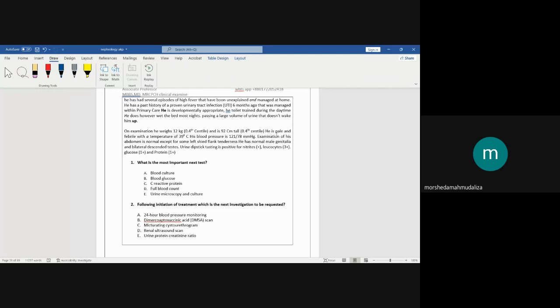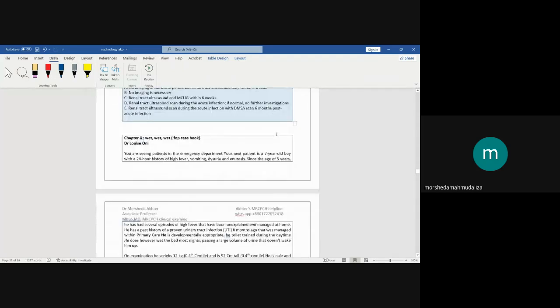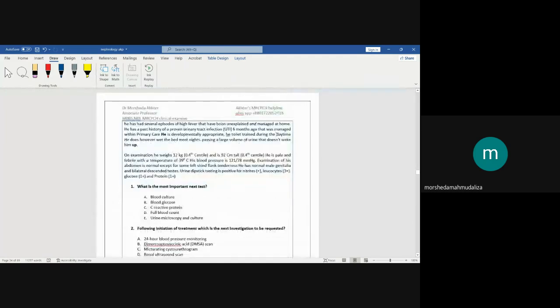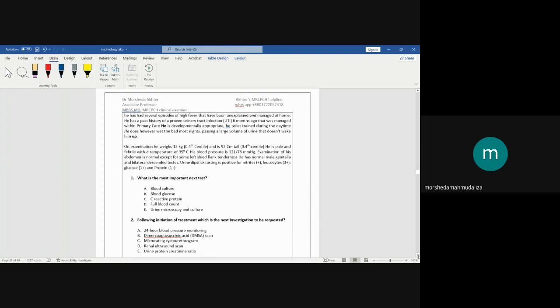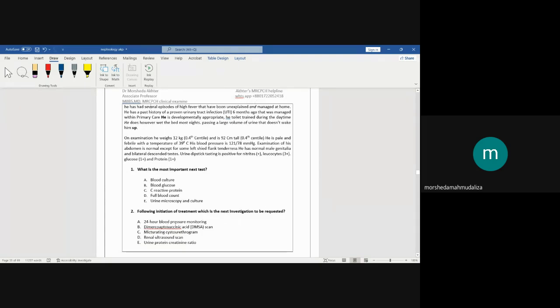So what investigation do you want to suggest? Anything we have here? 7 years and other features. It is not mentioned what you want to suggest after 6 months. Here everyone is telling B or D or something. They want to say what is the next investigation to be requested, so in that case it is the immediate first one you have to mention.